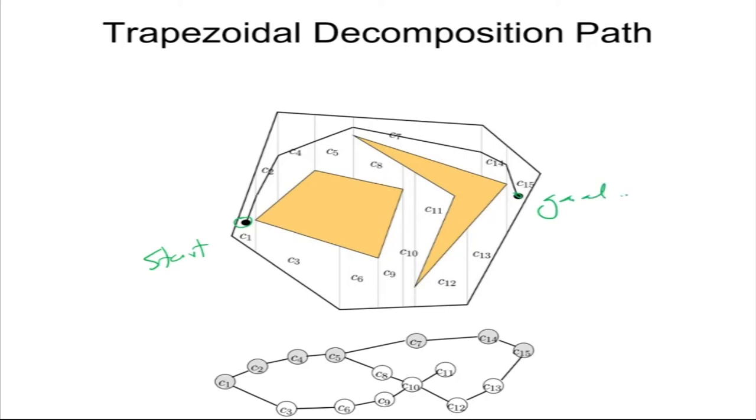What I will do is look at C1. The start point is in C1, and the goal point is in C15. Okay, now I know which is the path. So this is the path, in terms of the cells.